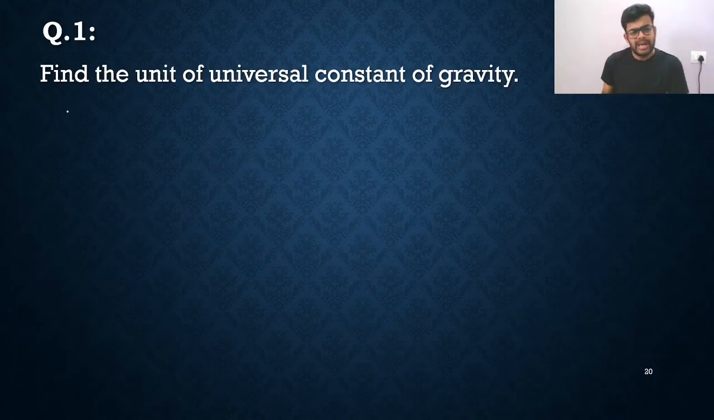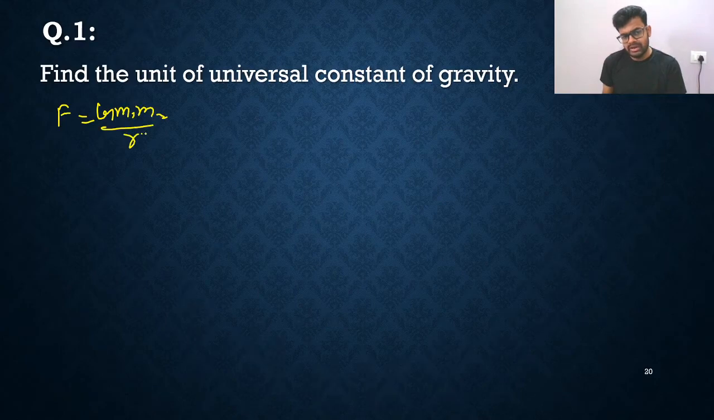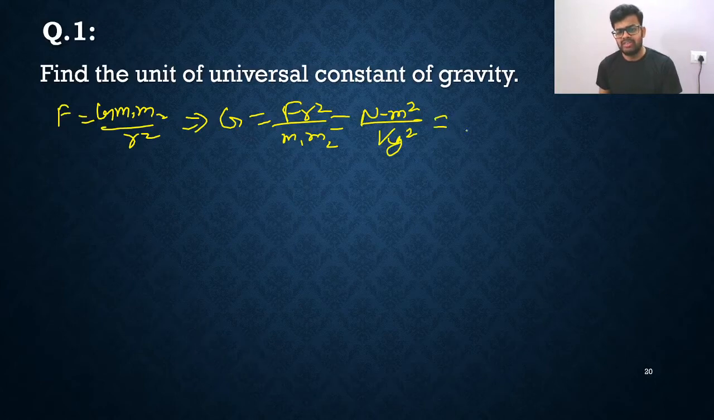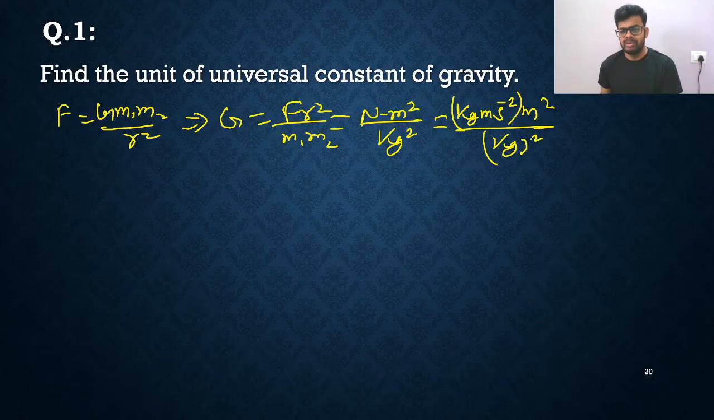Once again, I am writing here F is equal to G m1 m2 upon r square. So you need to find the unit of G. So G will be equal to F r square upon m1 m2. You can write that as Newton meter square per kg square. If you want to write it in fundamental units, what will you do? You will write kg meter per second square into meter square divided by kg square. If you simplify it, what will you get?